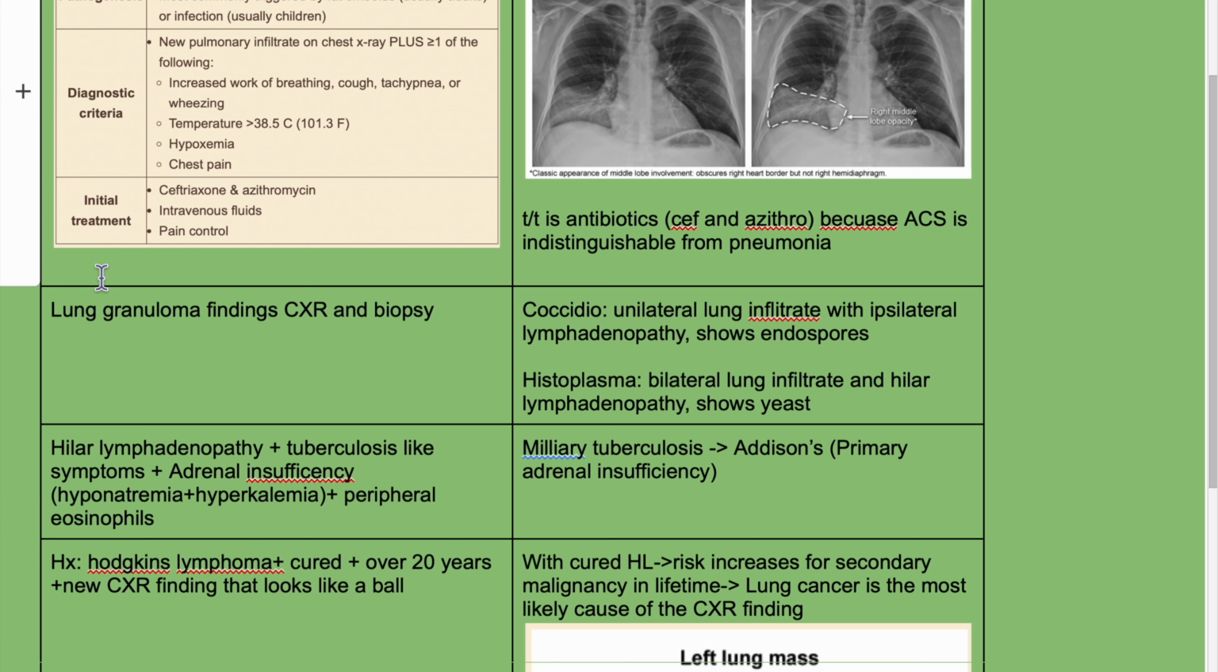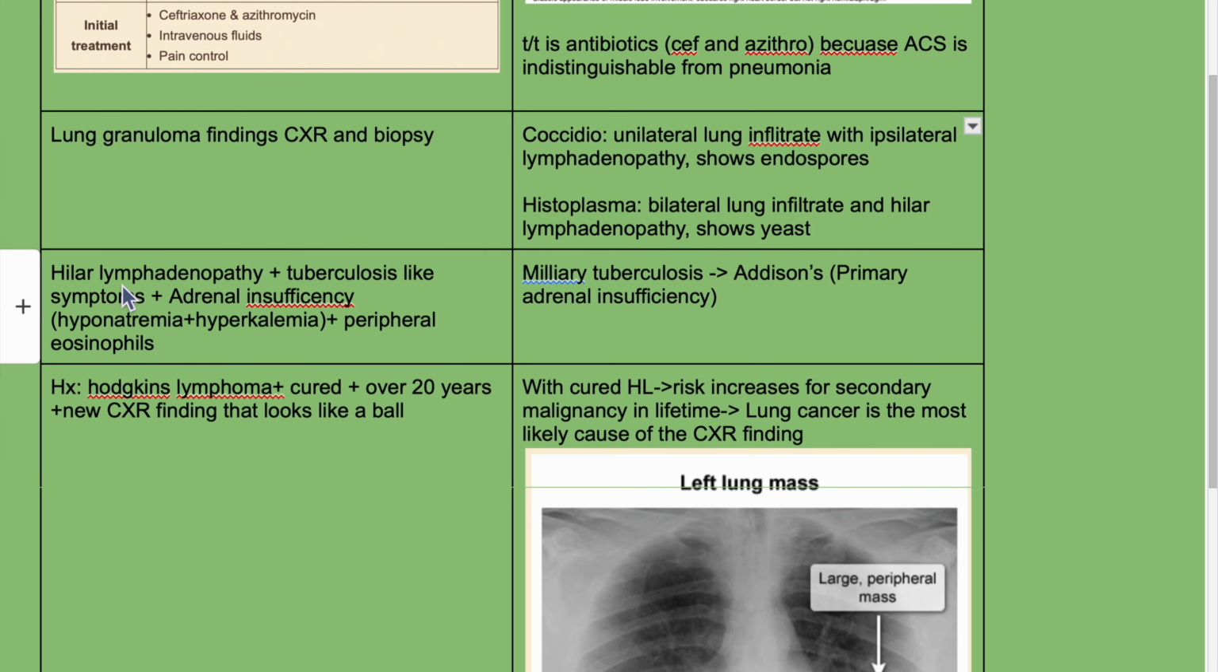Lung granuloma finding on chest x-ray and biopsy. Coccidioidomycosis: unilateral lung infiltrate is seen with ipsilateral lymphadenopathy, and it shows endospores. Histoplasma will be bilateral lung infiltrate and hilar lymphadenopathy, and it shows yeast.